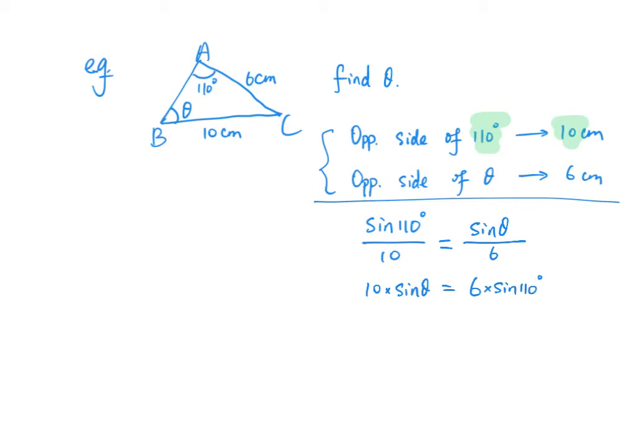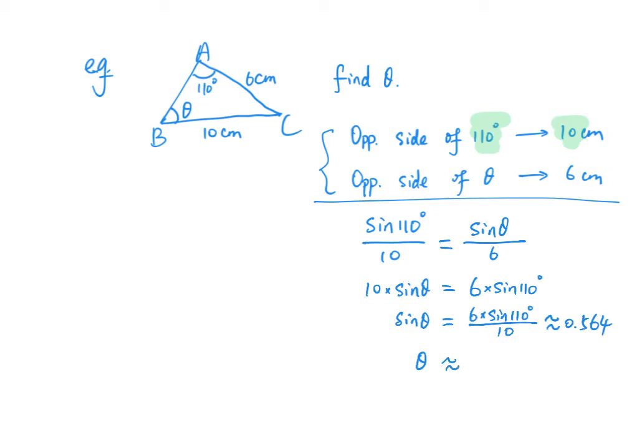I move 10 to the right hand side, change sign, change operation. On the left hand side it is multiplication, so when you change to the right hand side, it changes to division, divided by 10. Then after using the calculator, 6 times sine 110 over 10 equals around 0.564.